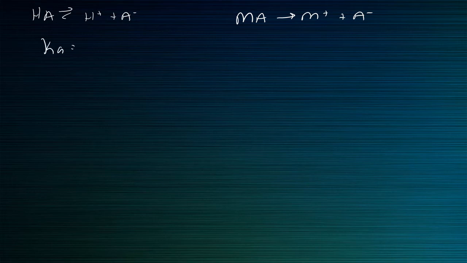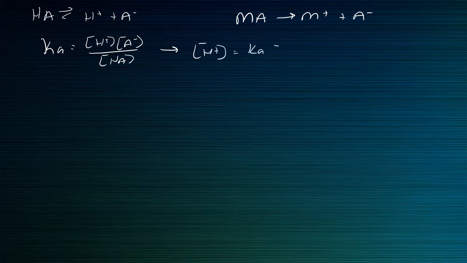So if we have our Ka equals H plus times A minus over HA, we can rearrange this to have H plus equals Ka times HA over A minus. Now remember, in our buffer, we are going to have a salt, and here we're using our weak acid, right? So this is an acidic buffer.